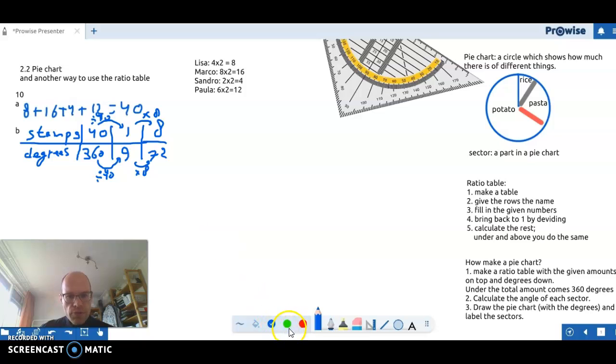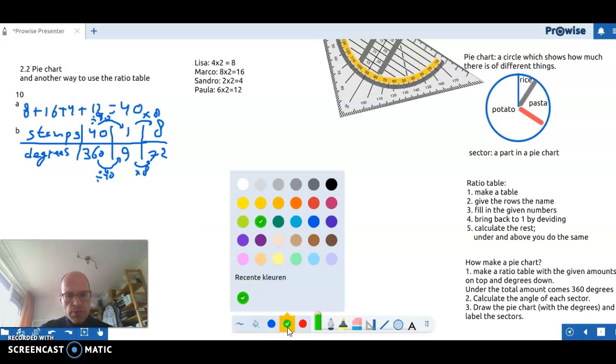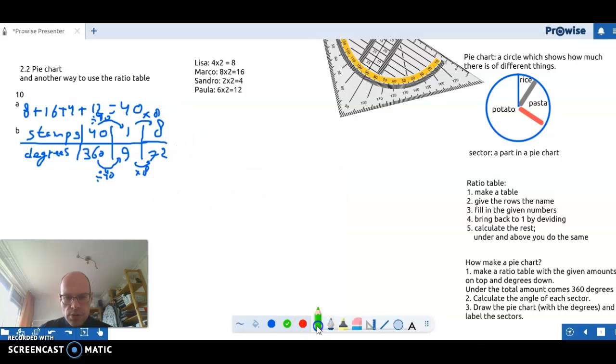So I'm going to first, and I'm going to cheat a bit. I need, yeah, green. Why are you not drawing? I need you to draw. Okay. Yes.